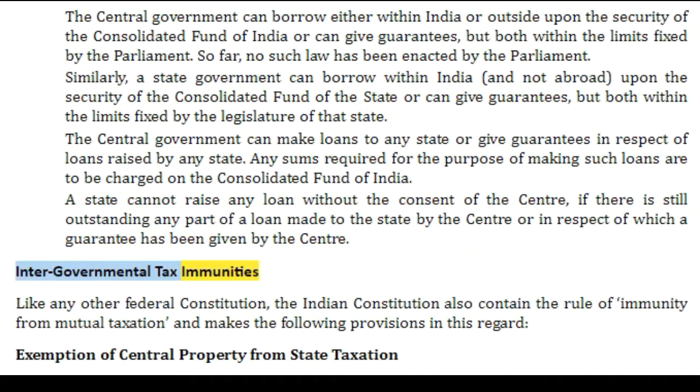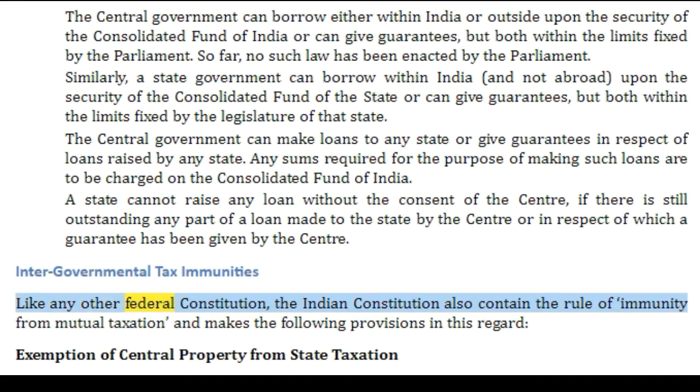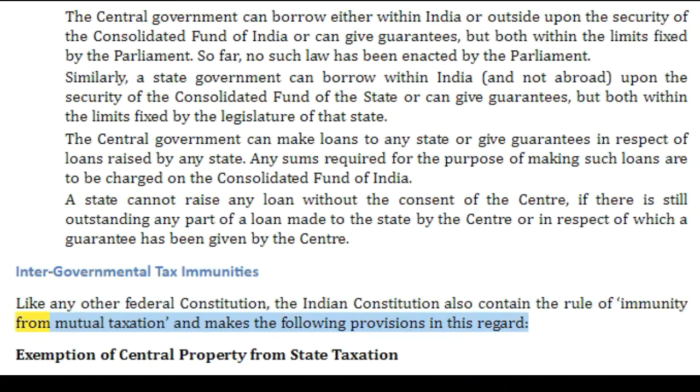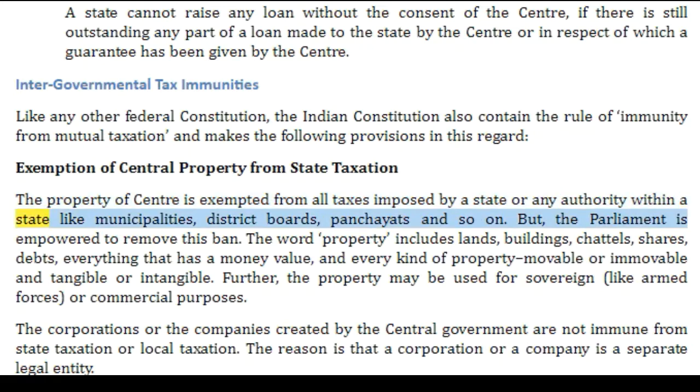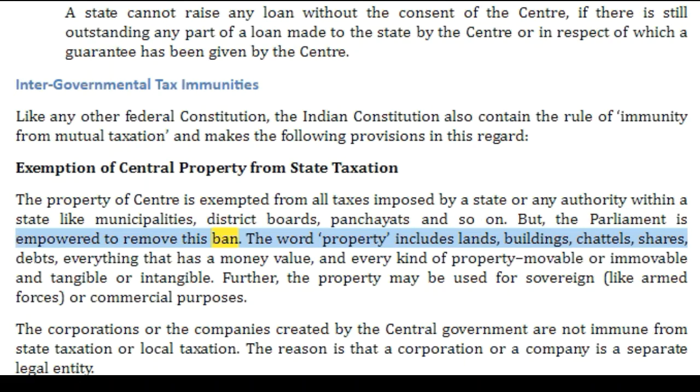Intergovernmental tax immunities. Like any other federal constitution, the Indian Constitution also contains the rule of immunity from mutual taxation and makes the following provisions in this regard: Exemption of central property from state taxation. The property of the Center is exempted from all taxes imposed by a state or any authority within a state like municipalities, district boards, panchayats, and so on. But the Parliament is empowered to remove this ban.